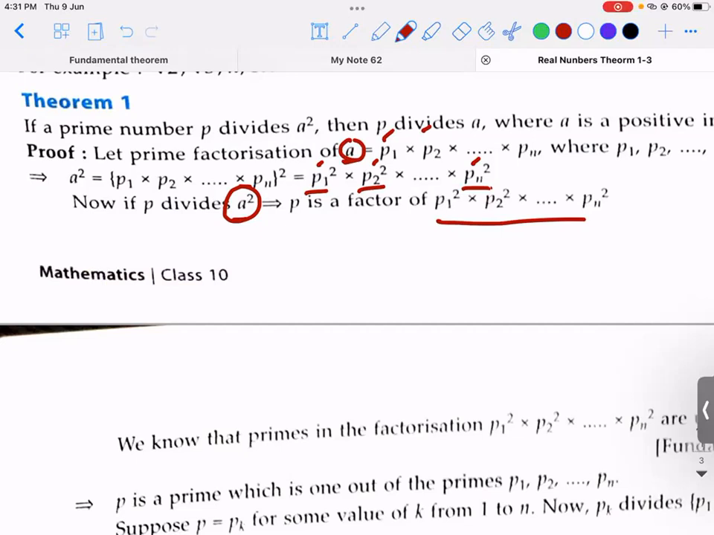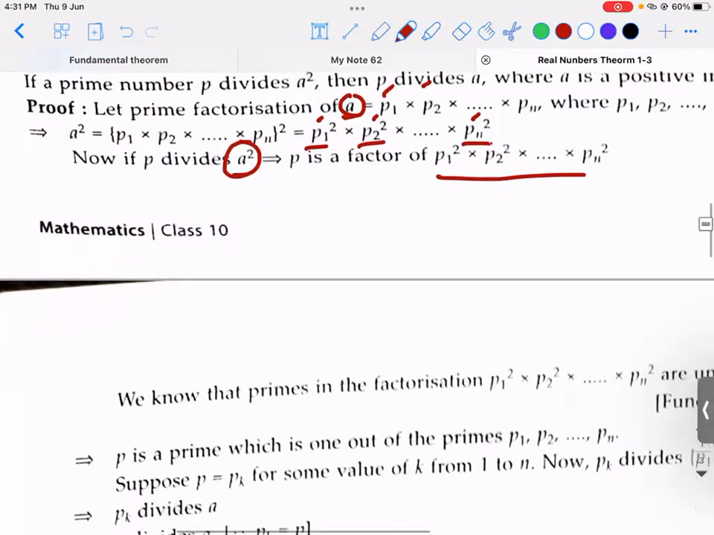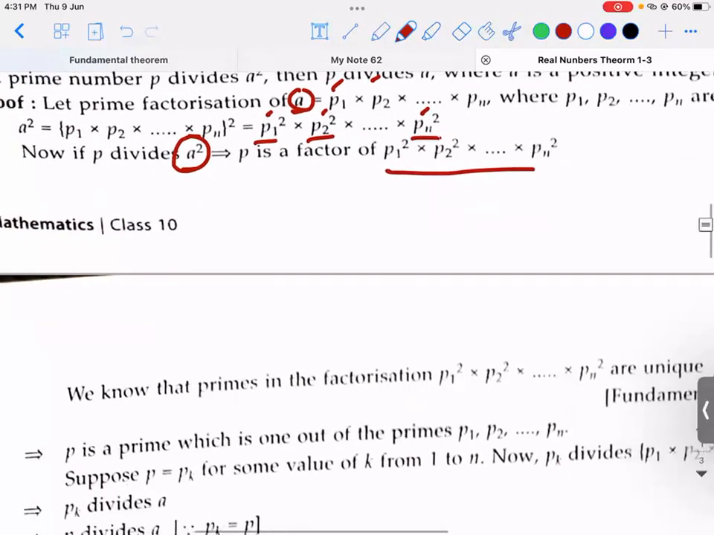Now what is given? So write down the next step. It is given that P divides A square. Okay, it is given that P divides A square. So what can you say? From where we can conclude that P is a factor of P1 square into P2 square, so on till Pn square.